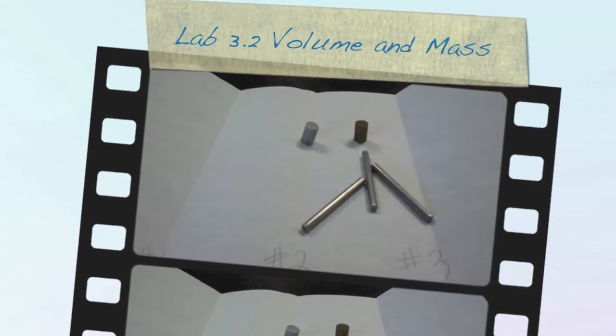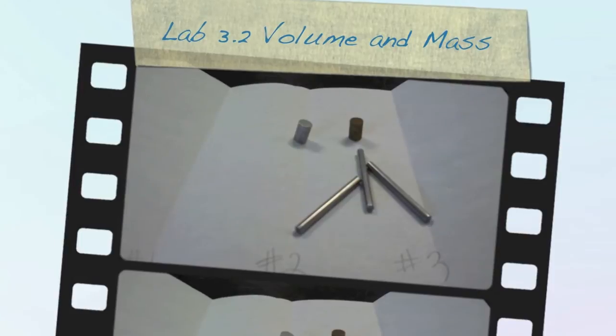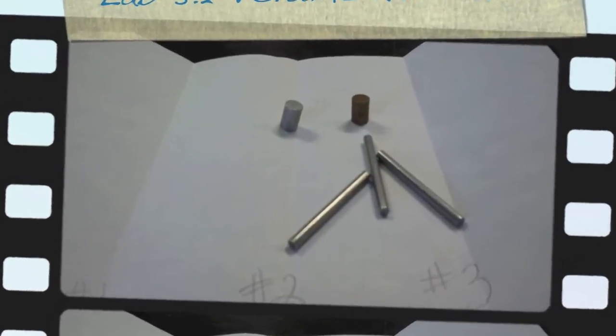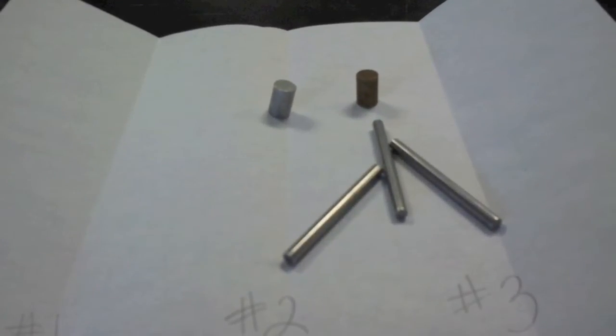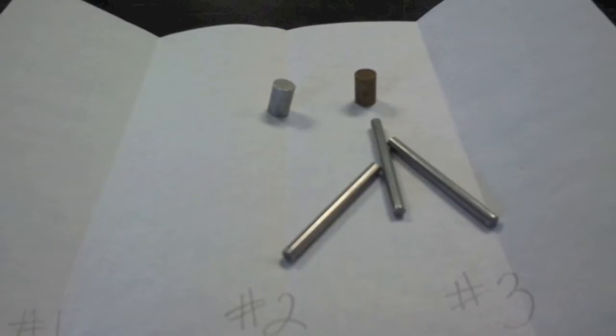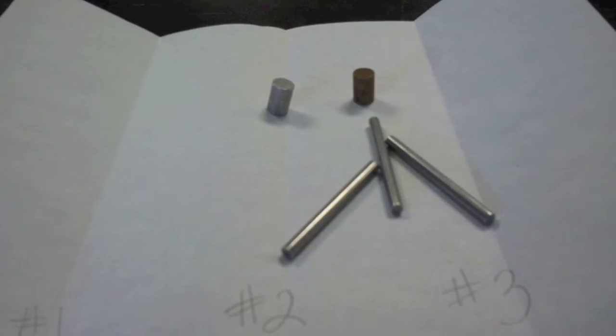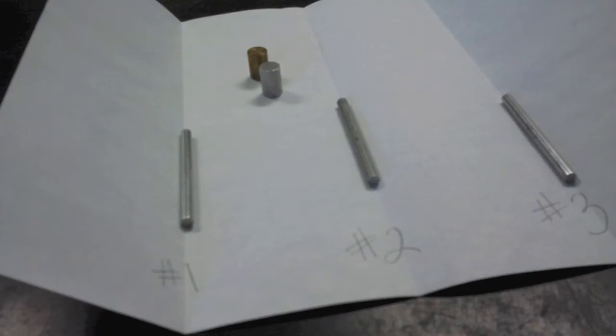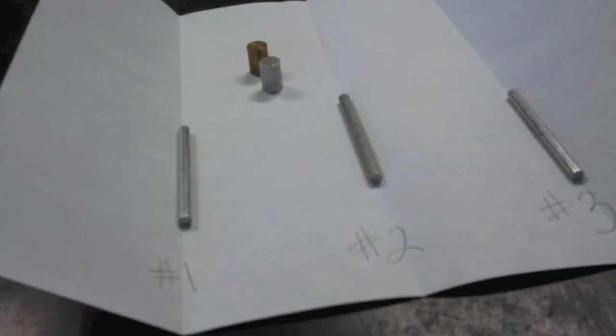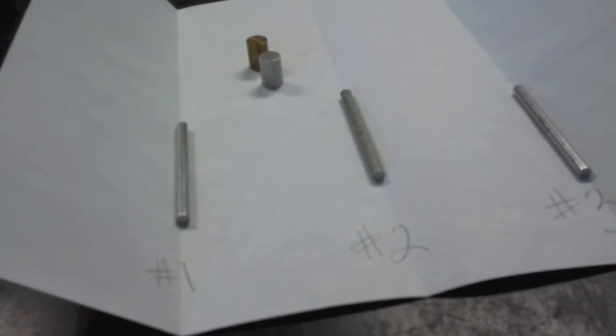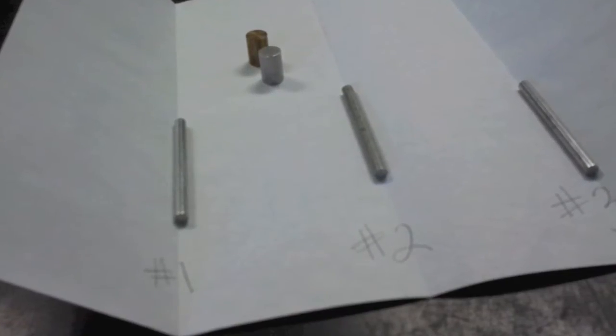Lab 3.2, volume and mass. In this lab, we're going to look at these 3 rods and the 2 short cylinders, and we're going to see if we can find any relationship between volume and mass. First thing we need to do is organize and keep our rods straight so that when we measure the mass of one, we can make sure that we're also comparing that to the volume of the same rod.